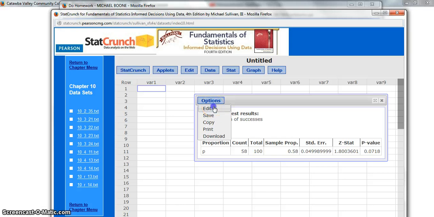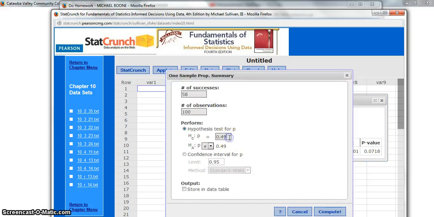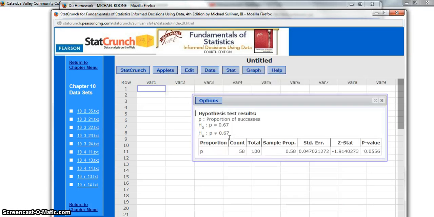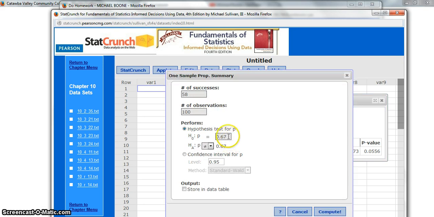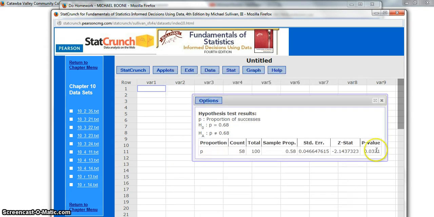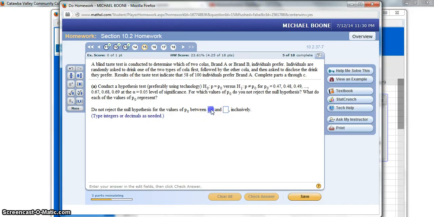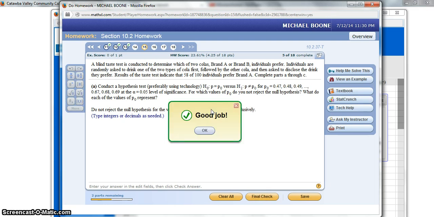If I change it to 0.67, I get a value larger than 5%. So I would not reject. I would fail to reject. If I go to 0.68, I'm guessing I would reject. And that's correct. So we're looking in between 0.49 and 0.67. So that would give me a do not reject.